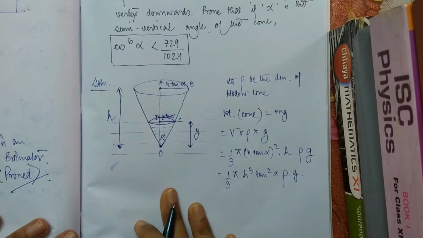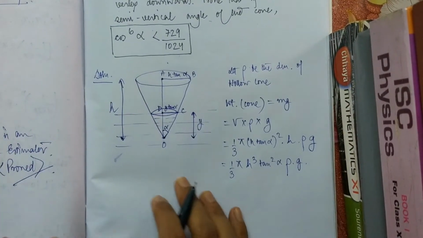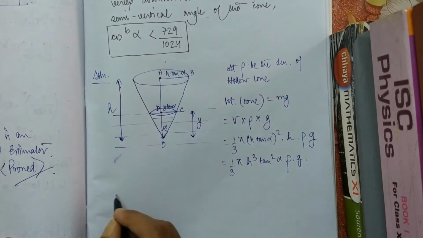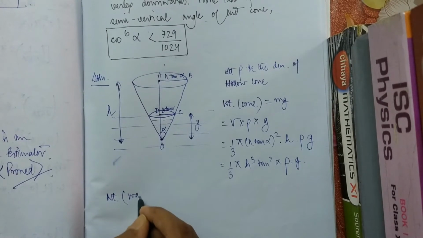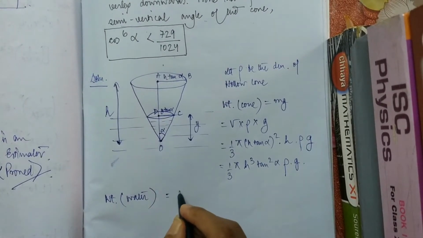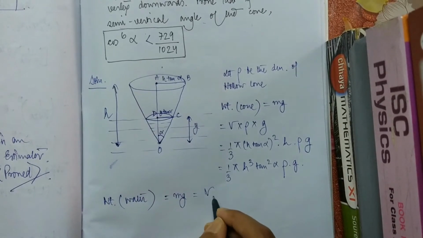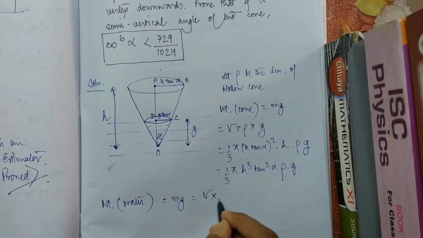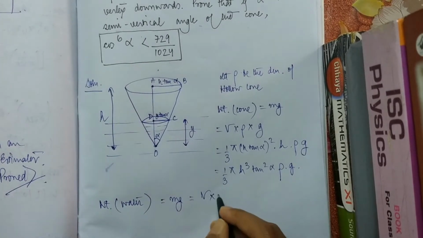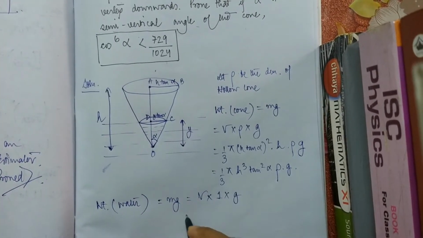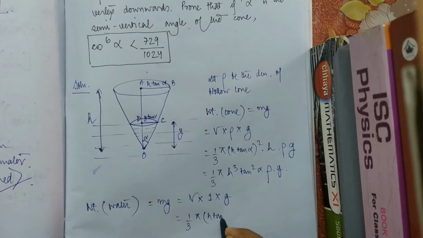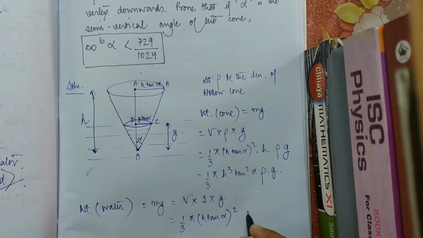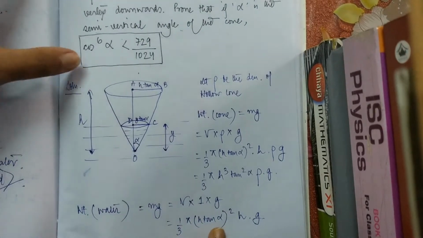Now what will be the weight of the water? Since the cone carries water, we also have to find the weight of the water. Weight of the water is again mg, which equals volume into density into g. Density of water we know as 1 gram per centimeter cube, so we put 1 into g. So we have v into g, which will be 1 by 3 pi (h tan alpha) square into h into g. This is our volume of water.